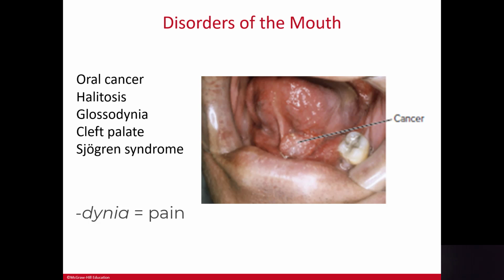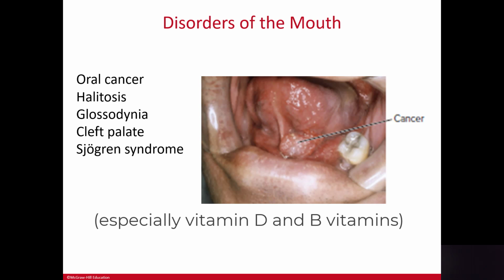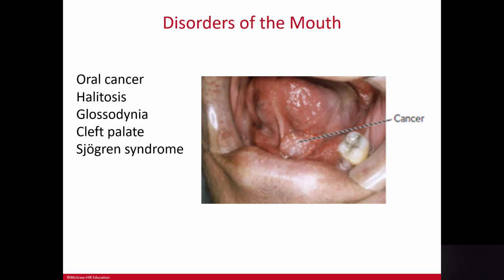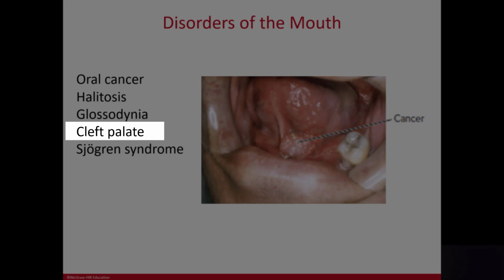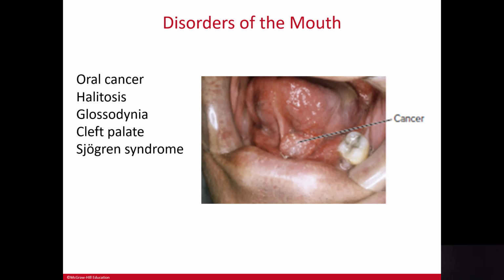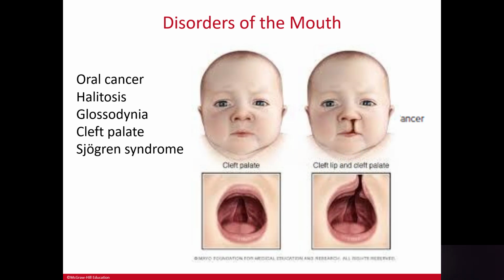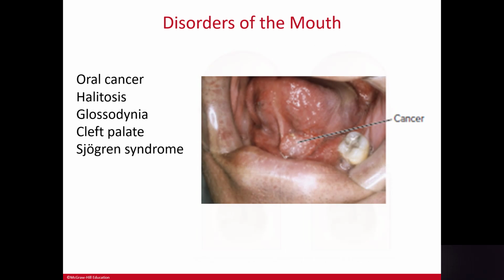It can be associated with postmenopausal women. It can also be associated with a vitamin deficiency. There's no real treatment for it, just mostly symptomatic treatment. Cleft palate is a congenital disorder that results from failure of the hard palate to completely close during embryonic development, and it usually can be repaired surgically and pretty successfully.